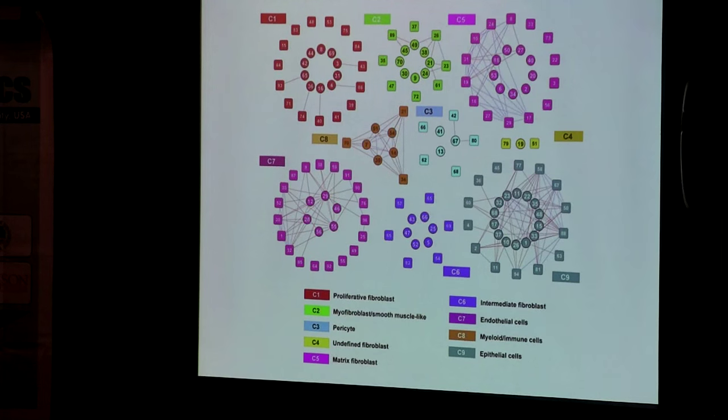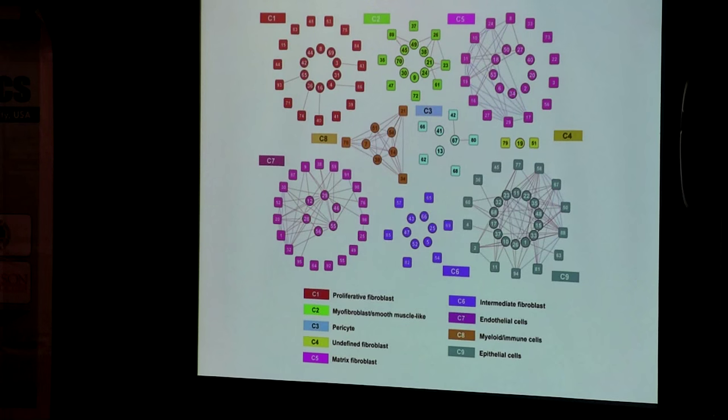So this is the E16.5 data. We did it twice. So the outer circle is the first set of data, and the inner circle is the second set of the sample preparation. We have a total of 148 cells. We dissect them into nine clusters. Like C9 here is epithelia, and C5 here is a matrix fibroblast.